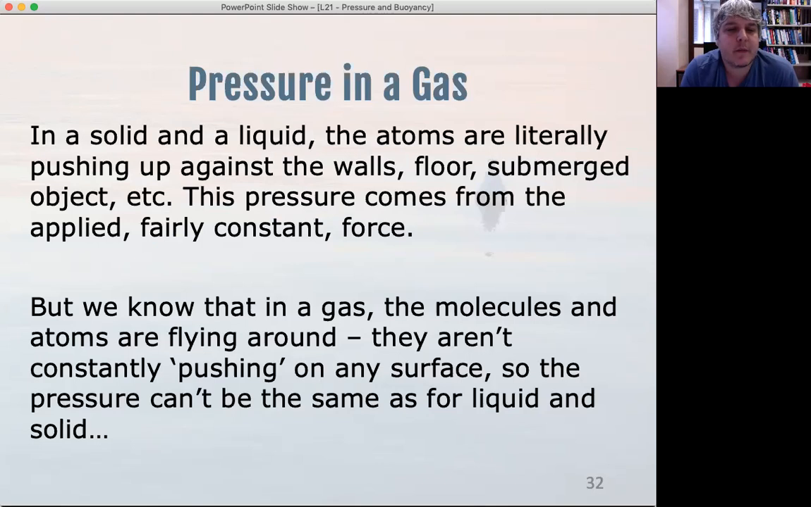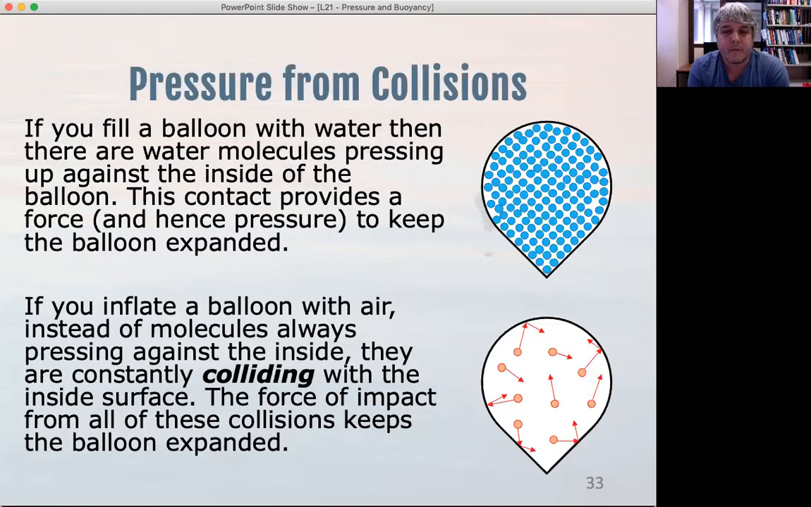That's fine, but what's happening with a gas? The molecules aren't just sitting there pressing against the sides of the containers, they're flying around. They're not just sitting there constantly pushing. So it's slightly different to what we saw for a liquid. What is going on? Collisions are going on. If you fill a balloon with water, the water molecules are literally pressing against the surface of the balloon.